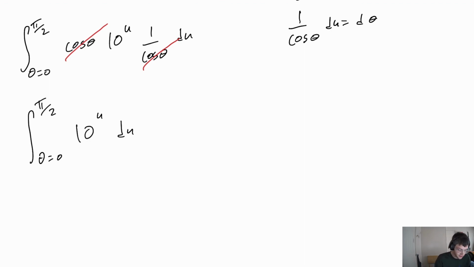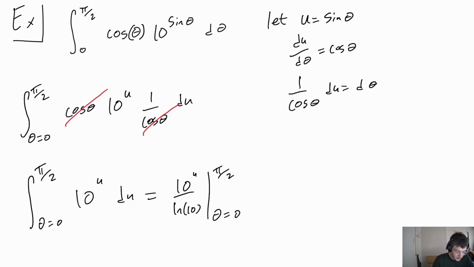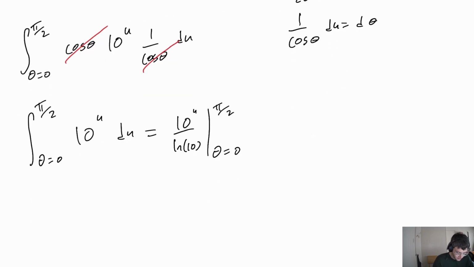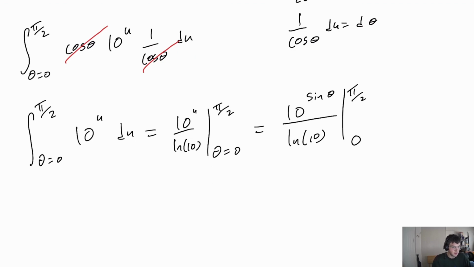What's this? Well, we just learned, right? This is going to give us 10 to the u divided by natural log of 10, and we're going to evaluate as theta goes from 0 to pi over 2. Now, again, note, I can't plug in 0 and pi over 2 directly in here and evaluate, because here I have the variable u, and here I have the variable theta, but we can trade in our u for theta and call it a day. Remember that u equals sine theta. So this is the same as 10 to the sine theta over natural log of 10, evaluated from 0 to pi over 2.